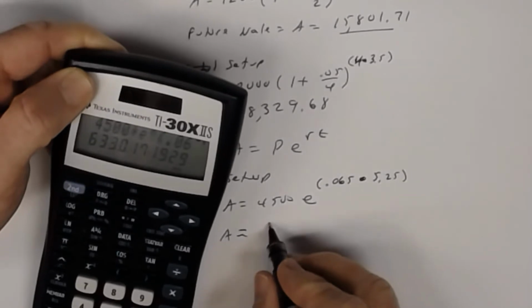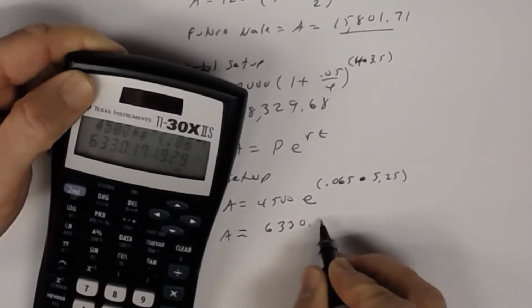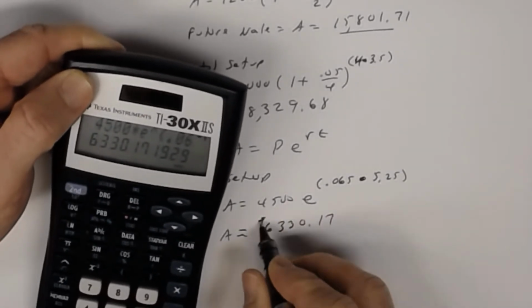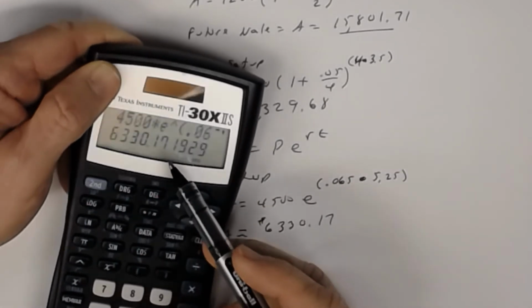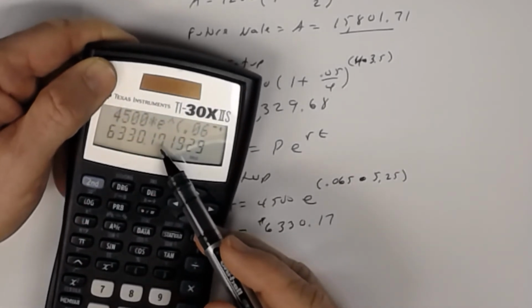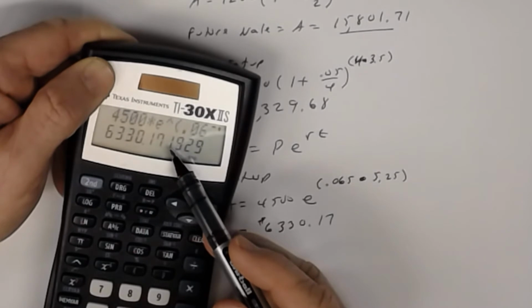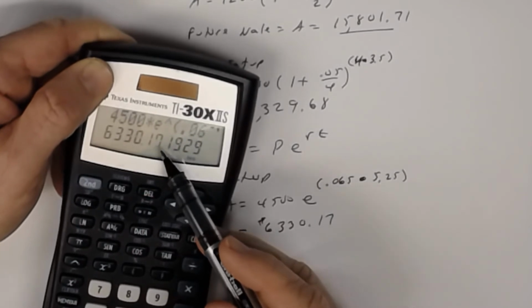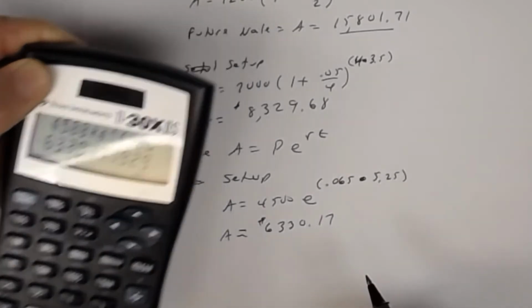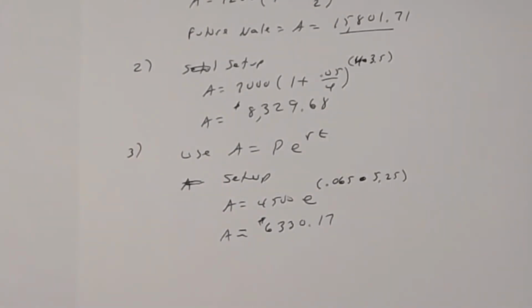All right. So that's going to be 6330.17. To the nearest cent. Since nearest cent, so 7's in the cents place, so the hundreds place. I go look at the thousands place, so since that's less than 5, 7 stays 7. All right. Okay, so that's number 3.